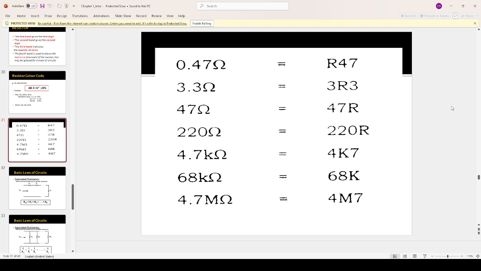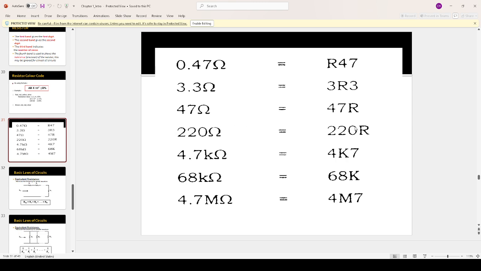So how would we write resistors in the drawings instead? Okay. So if it's denoted as 0.47, we will write it as R47, where R is the decimal point. Okay, this decimal point is R. So that's why when you see 3.3 ohms over here, we will write this 3R3 because R is the decimal number over here. Same goes for 47. The decimal number is the farthest right. So we will write it as 47R.